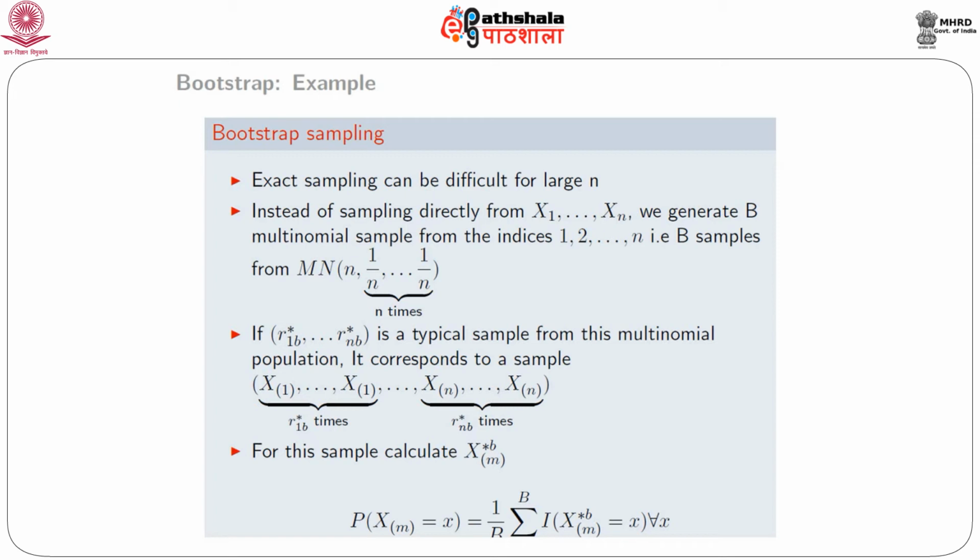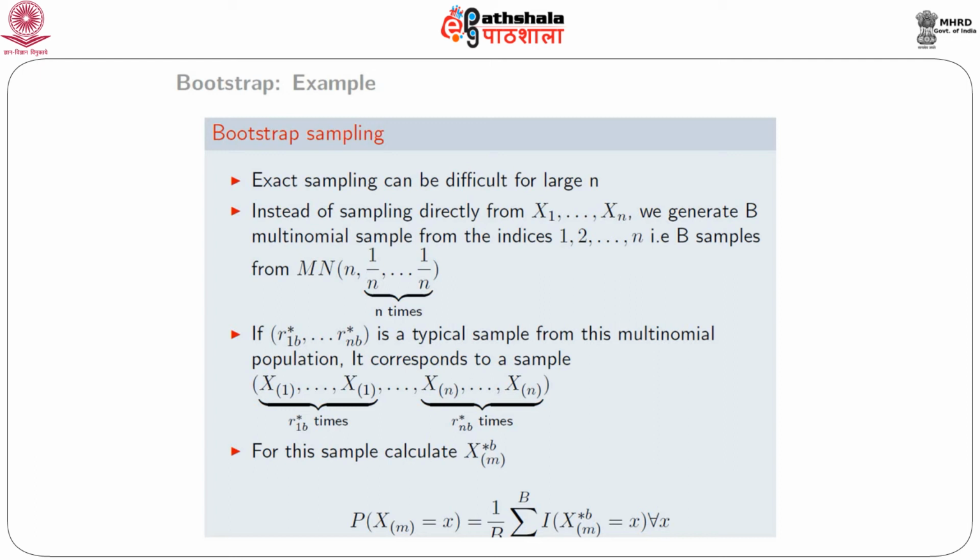Now, suppose x star is x1, x1, x1, and this happens R1 star b times, then x2, x2, x2, this happens R2 star b times, and like this xn, xn, xn, Rn star b times.